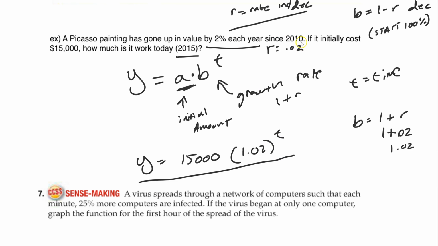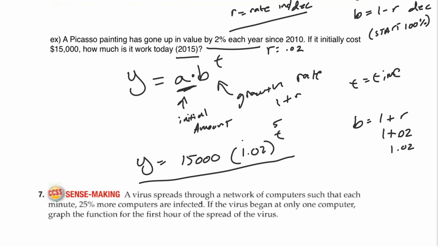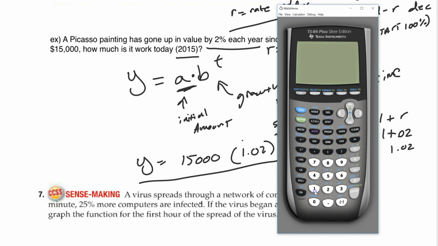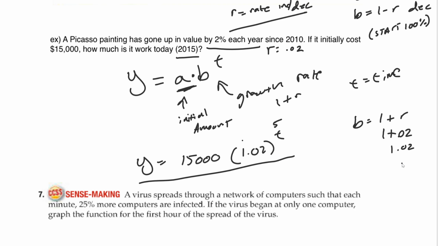Now it's since 2010, so it's been 5 years. Plug in a 5 there. We're going to figure this out using our calculator. It's an application problem, so bring out your calculator. 1500 times my growth rate, 1.02, 2% higher than my normal cost, to the 5, because 5 years since. So $16,561. So roughly $16,561. So it's grown in value by almost $1.5 grand in 5 years. Pretty good.